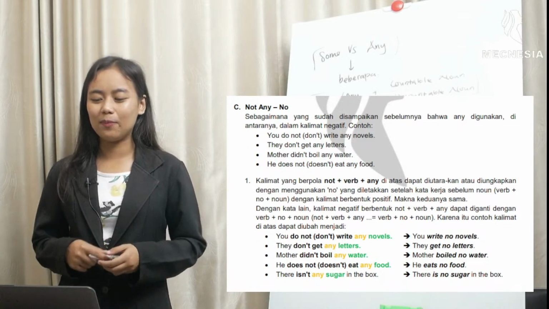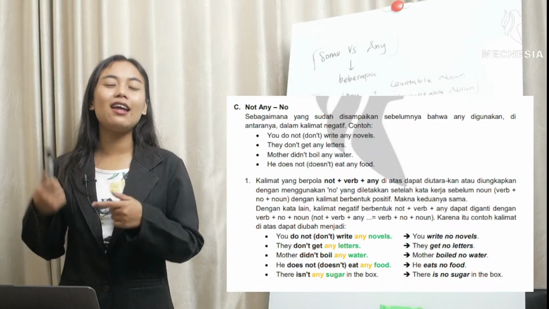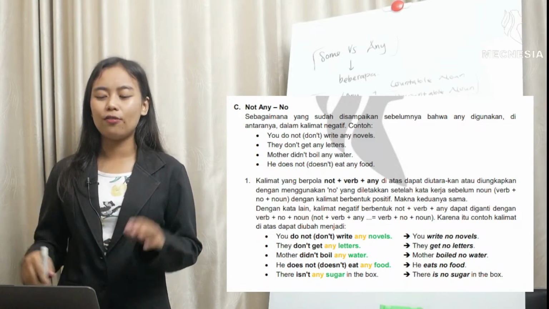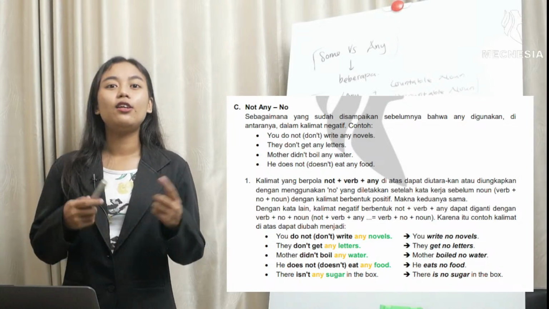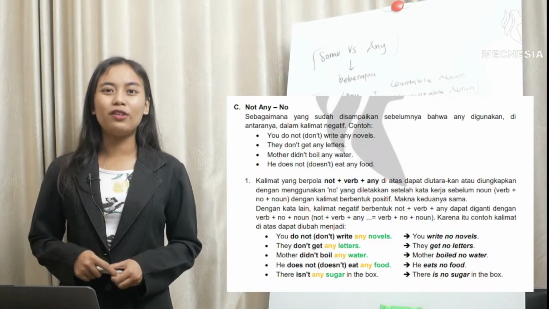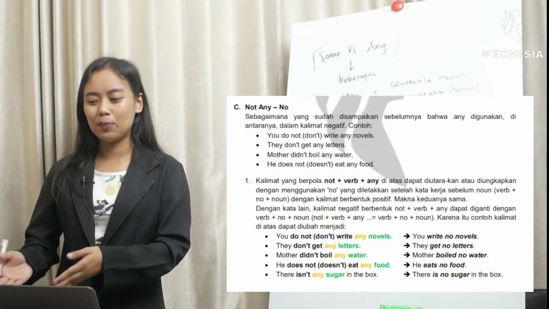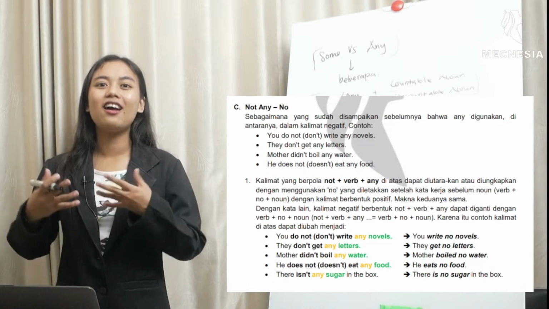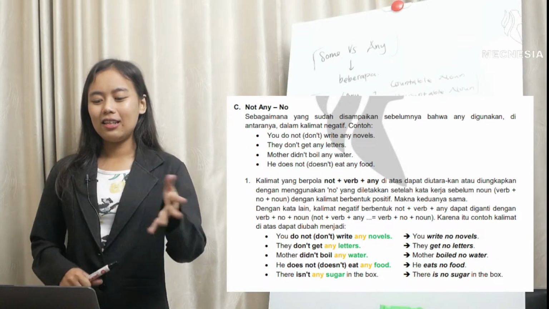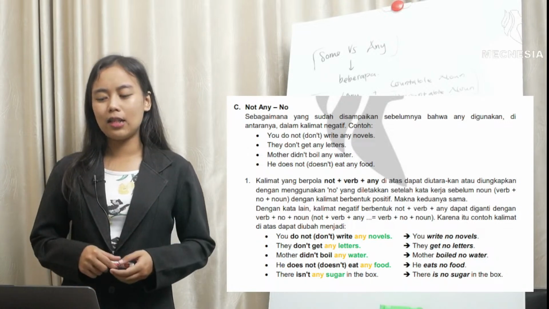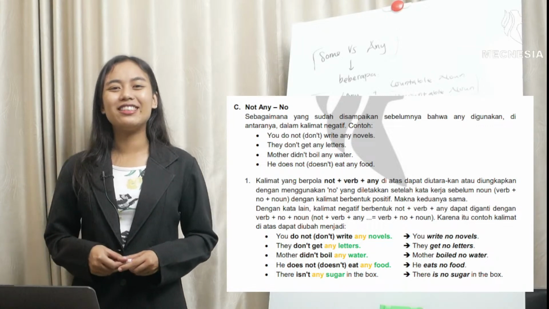Let's take a look to the example. Mari perhatikan contohnya. Dari you don't write any novels, kamu tidak menulis novel apapun, menjadi you write no novels. Perhatikan di sana, not any-nya menghilang dan berpindah posisi. Jadi setelah kata kerja hanya no aja. Next, they don't get any letters. Mereka nggak dapat satu surat pun. They get no letters.